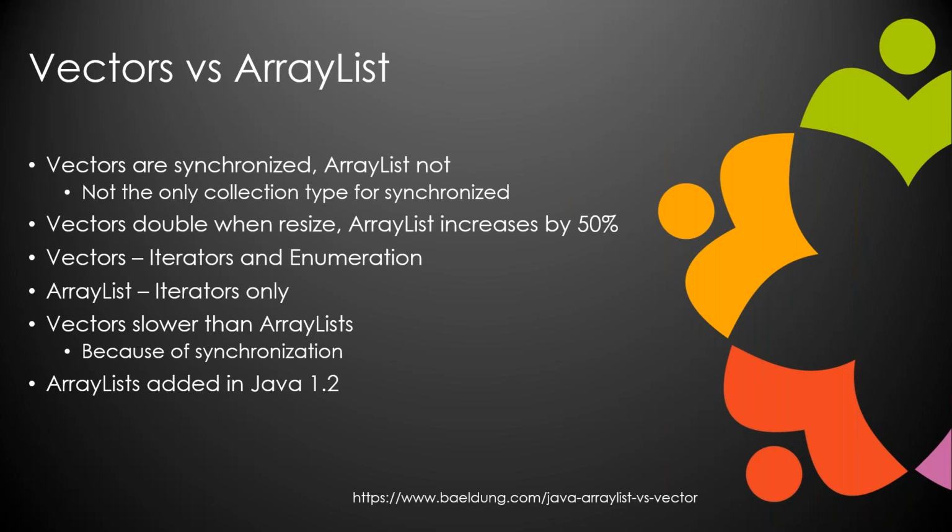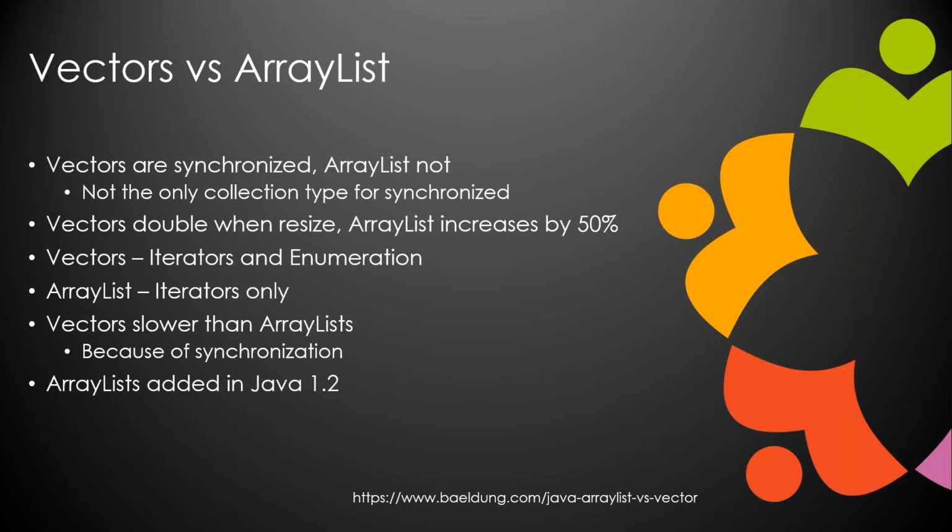The more common collection that tends to replace vectors in Java is ArrayList. But there are actually differences between the two. ArrayList can't be used across threads. Vectors can. They are synchronized across threads. They're not the only collection type that you can use for synchronized processing, but they are cross-thread. They're thread safe for that.